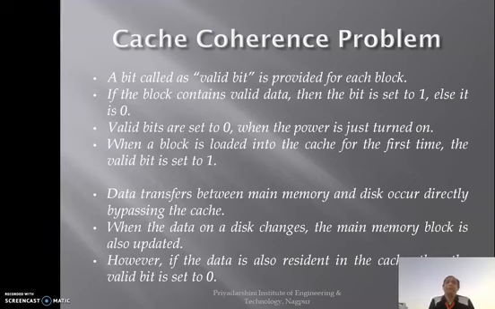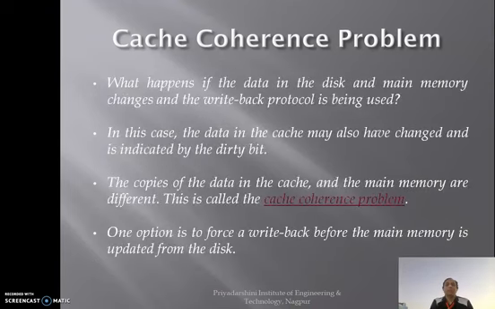Data transfer between the main memory and the disk occurs directly, bypassing the cache. When the data on the disk changes, the main memory block is also updated. Means we bypass the cache memory and write the data to the main memory and the disk at the same time. But that particular block of the cache memory is not updated at that time. However, if the data is resident in the cache memory, then the valid bit is set to 0.